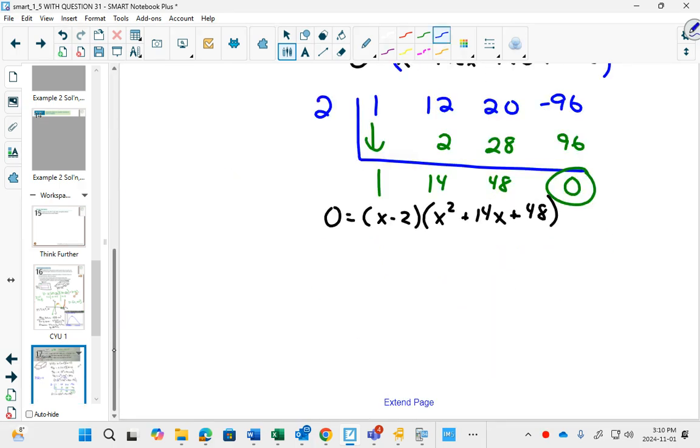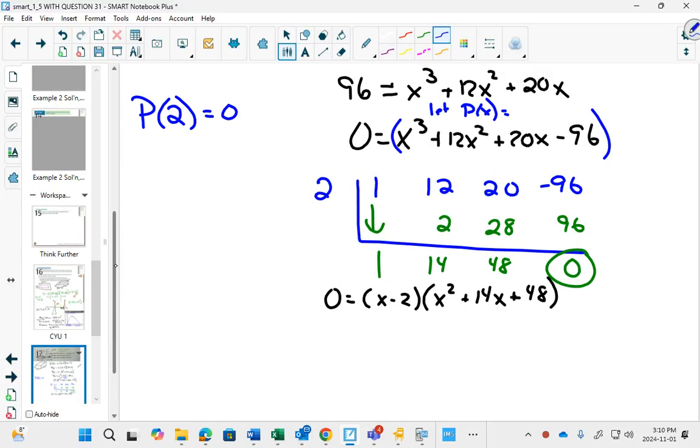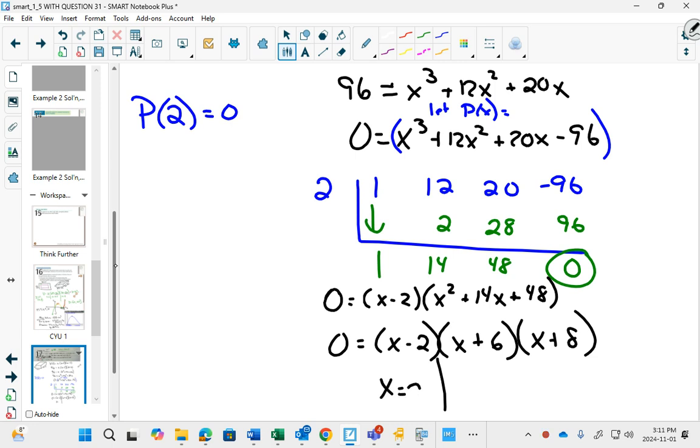And can we factor this even further? Yes, we can. So there are more answers. x plus 6 and x plus 8. So our answer of x equals 2 was not alone. x could also equal negative 6, and x could also equal negative 8.